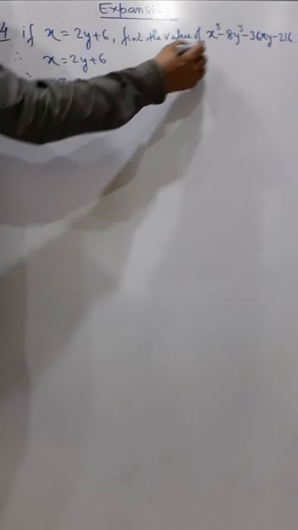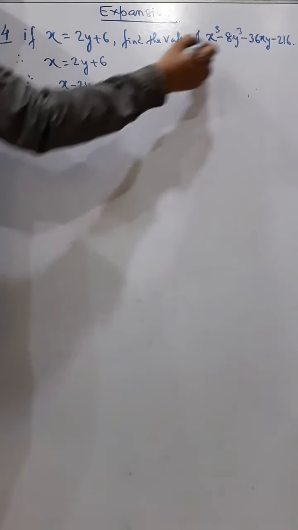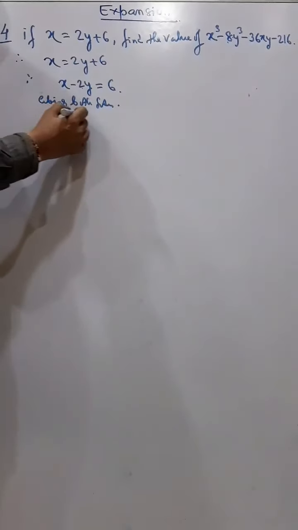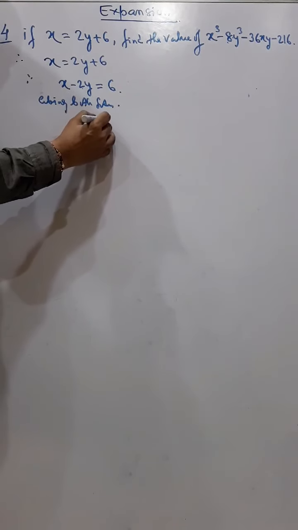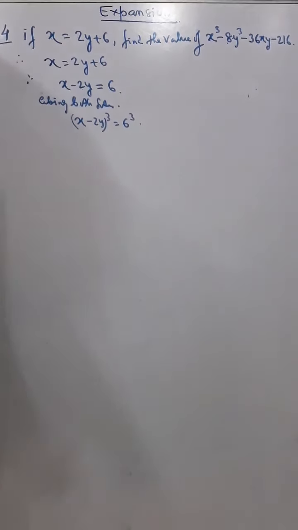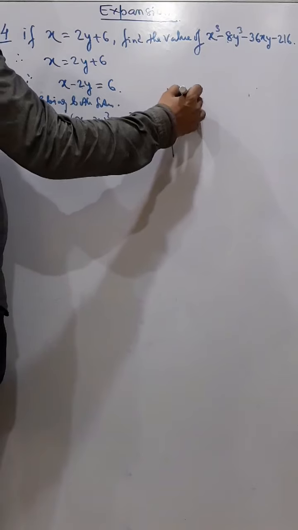Okay, because you can understand you require cube. So when you do cubing both sides, you will get this x cube, you will get this. So what you got? X minus 2y whole cube is equal to 6 cube, and then we'll use that a minus b whole cube formula. A minus b whole cube, that is a cube minus b cube minus 3ab in bracket a minus b.